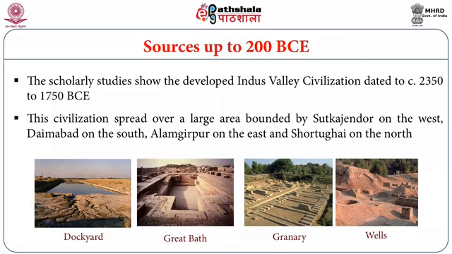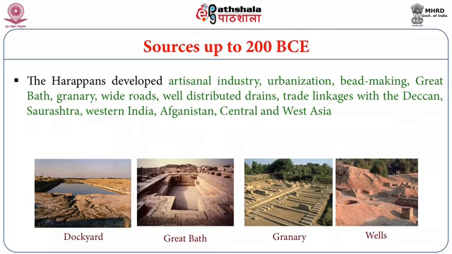This civilization spread over a large area bounded by Sutkagendor on the west, Daimabad on the south, Alamgirpur on the east, and Shortugai on the north. The Harappans developed artisanal industry, urbanization, bead making, great bath, granary, wide roads, well-distributed drains, trade linkages with the Deccan, Saurashtra, Western India, Afghanistan, Central and West Asia.